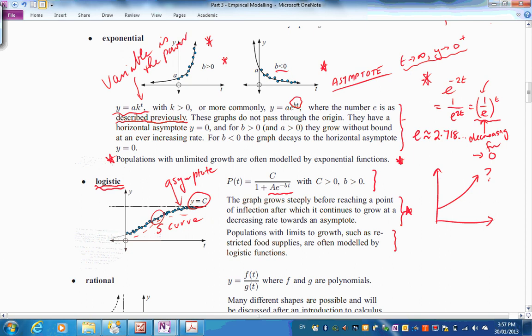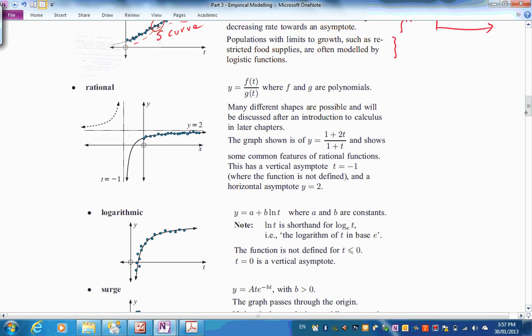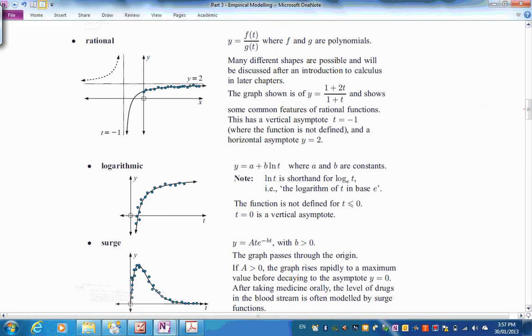So I want you to start to get the feel that, gee, we're getting a few tools here. You know, functions that we can use to describe any data set that we might come across. Let's finish off here with another couple. Rational function.